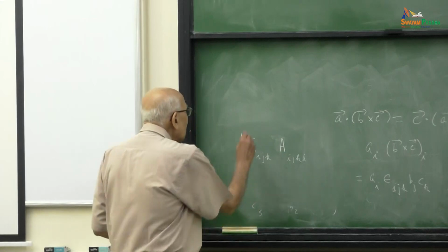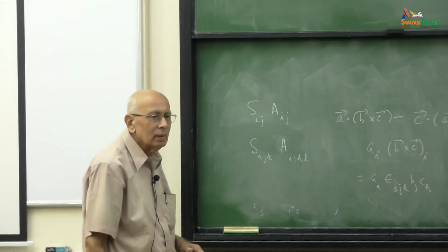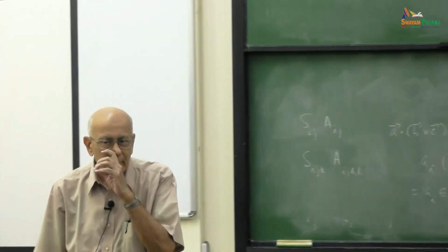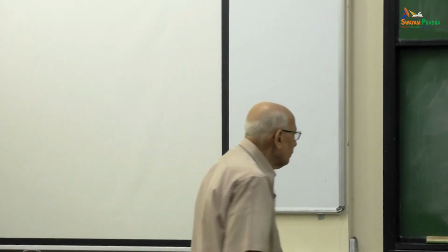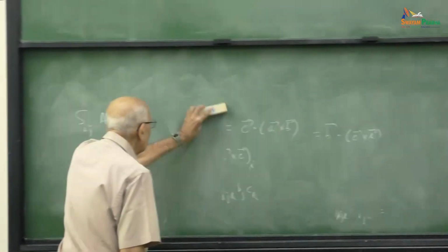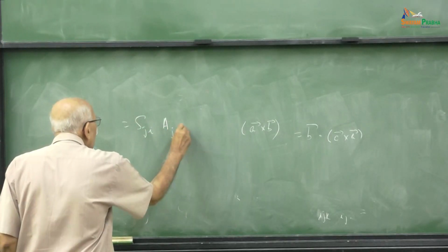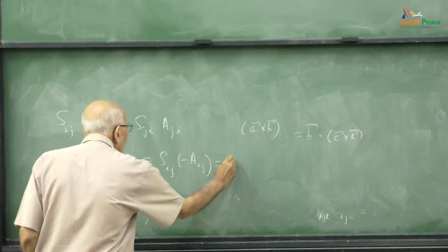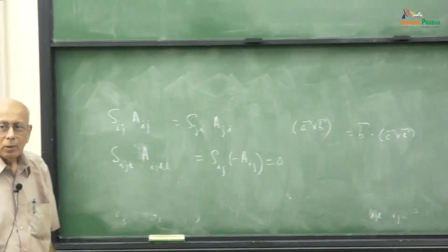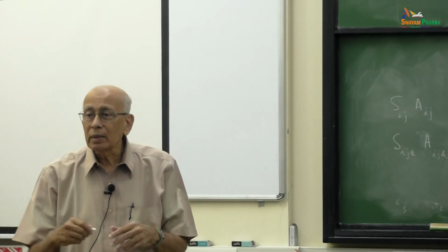Okay. What is this equal to? S_ij A_ij. What's this equal to? I and j are dummy indices, so I can interchange them without changing the meaning of this whole thing. So I interchange them. So when you contract a symmetric tensor with an antisymmetric tensor, the answer is 0. Even if the two tensors are different ranks.